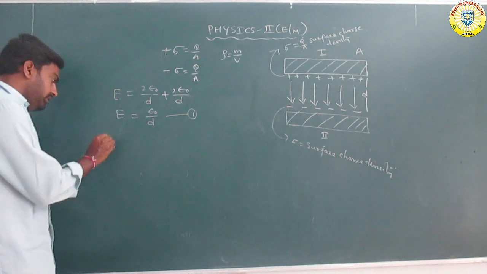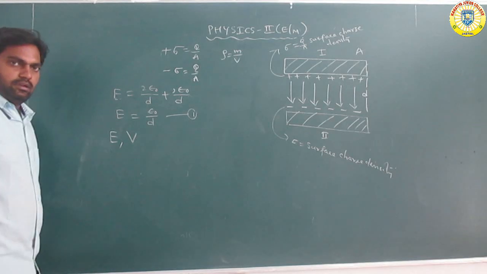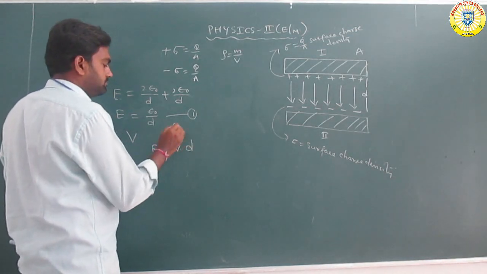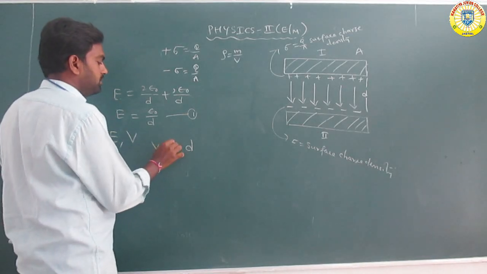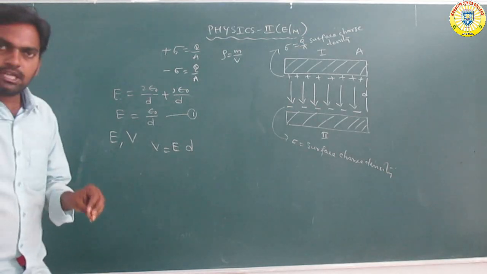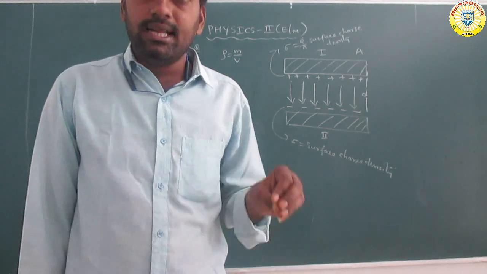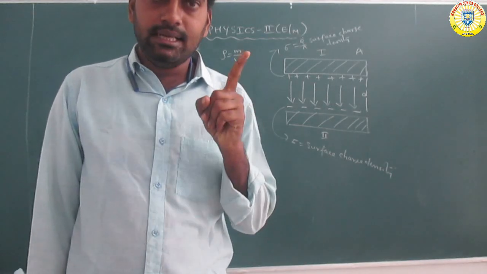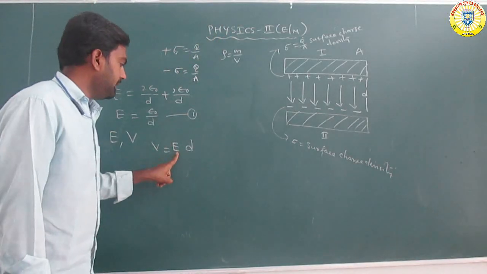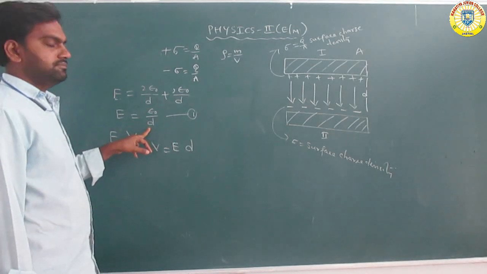Now, the relation between the electric field intensity E and the potential difference V is V is equal to E into D. This is the relation between electric field intensity and potential difference. So V is equal to E into D.